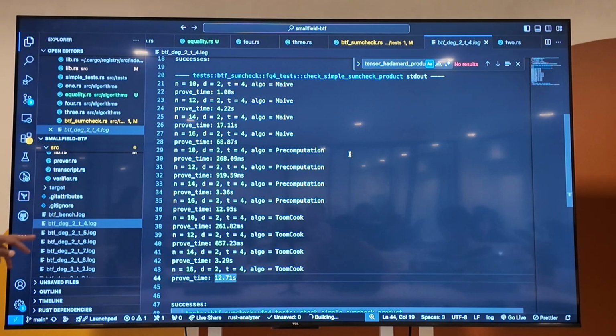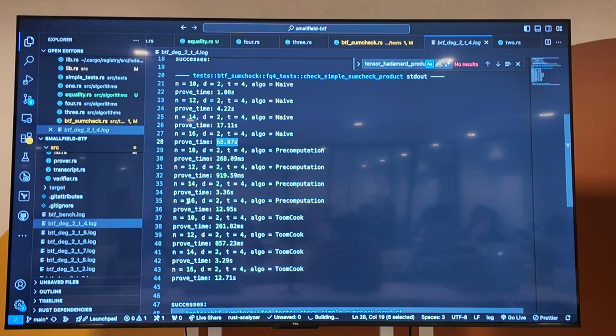So let's say I take degree 2 Sumcheck and I take threshold equal to 4. So after the 4th round, by the way, is this visible? Should I make it bigger? Okay. So these are the run times. Let's say if I want to compare for n equal to 16, instance size equal to 16, the naive algorithm takes about 70 seconds, right?